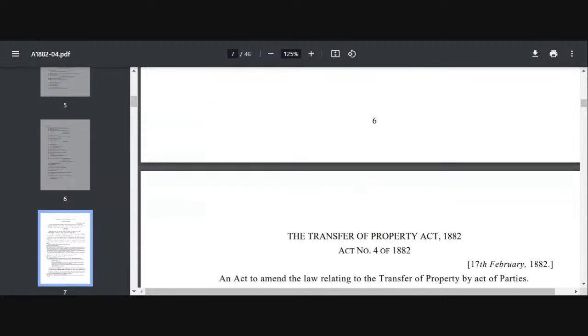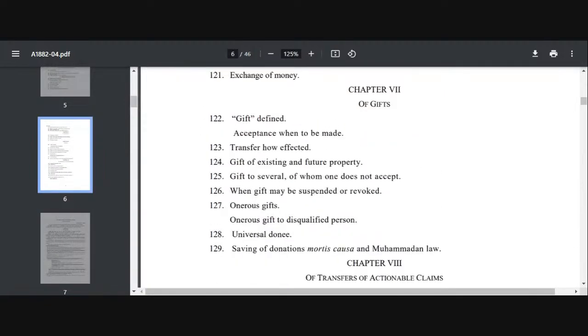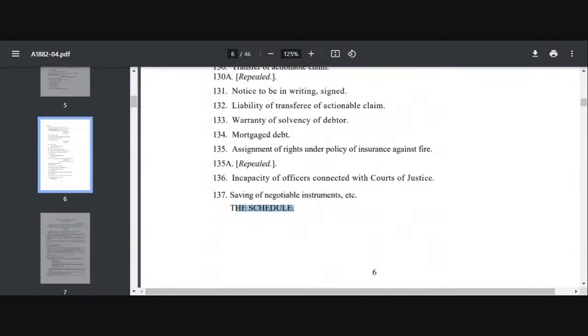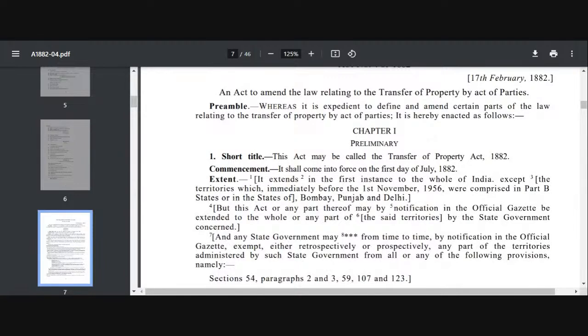We have gift, we have exchange, we have transfer of actionable claims. But here you will not find succession, you will not find will, you will not find inheritance. Why? Because this is not covered by TP Act. This is covered by personal laws, not by TP Act.